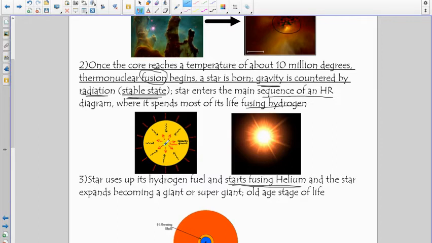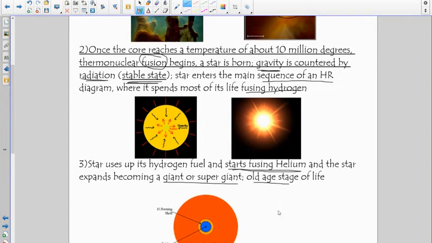The confusing thing is that when the core becomes hotter, it will cause the outside of the star to become cooler. The reason for that is when it expands, the same amount of energy will be spread over a much larger area, so the surface of the star will cool off and become red. The star expands, becoming a giant or a supergiant, dependent on its size. This marks the old age part of the star. Again, it's fusing helium into carbon and beyond.